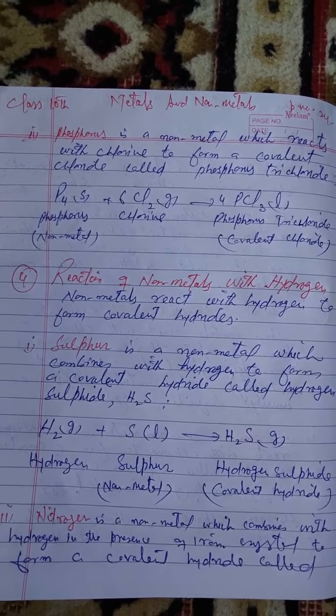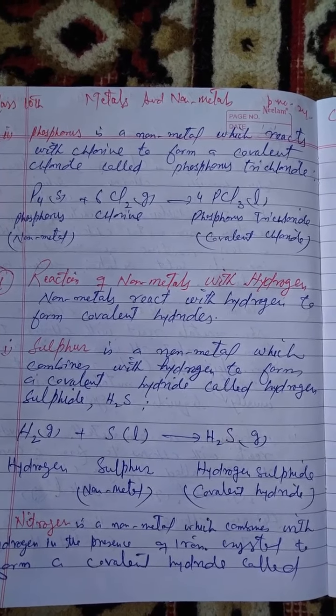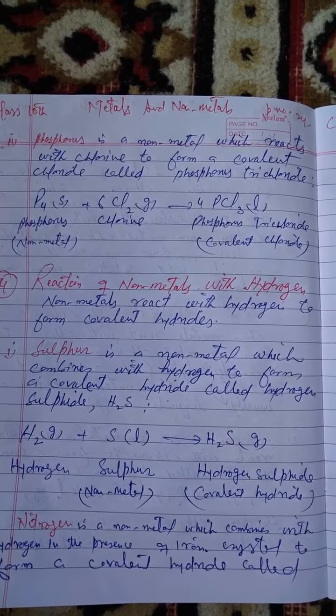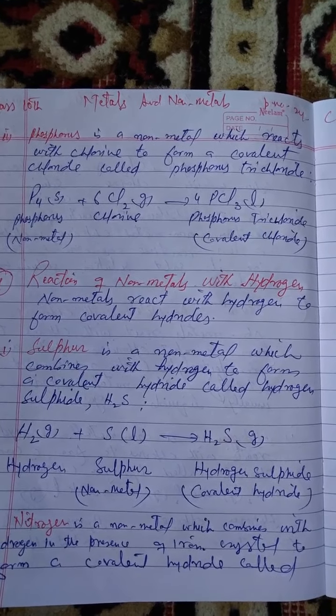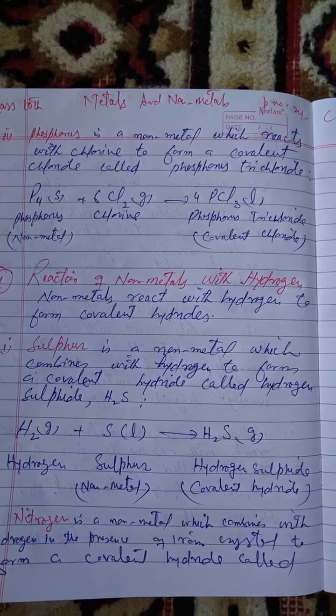Sulfur is a non-metal which combines with hydrogen to form a covalent hydride called hydrogen sulfide. So hydrogen reacts with sulfur. Sulfur is a non-metal. It forms hydrogen sulfide, that is a covalent hydride.